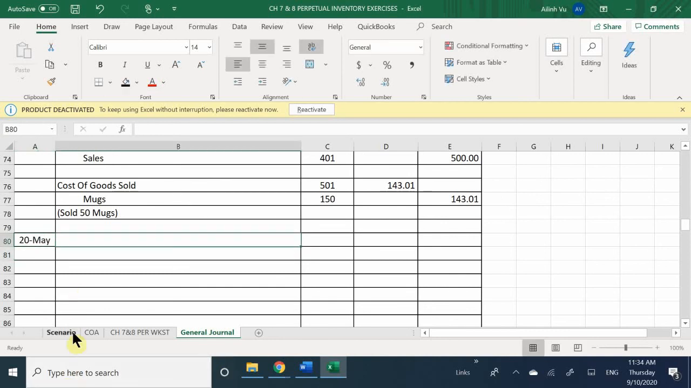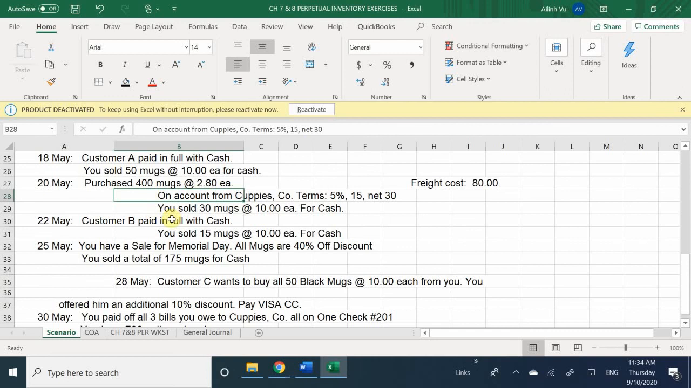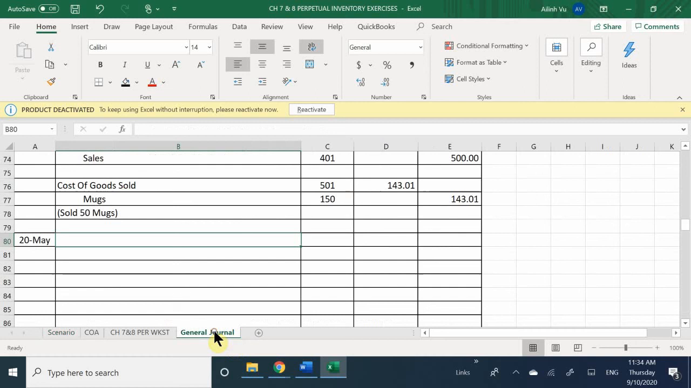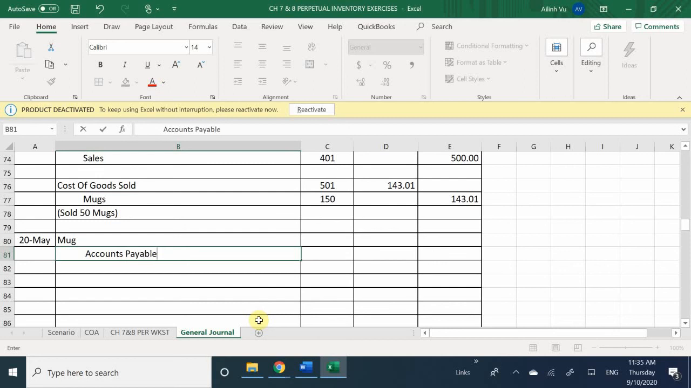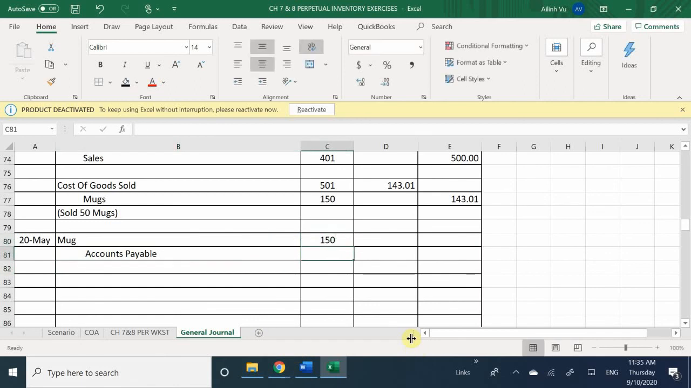And we know from the information that we've also placed it on account from Cuppy's Co. Again, they gave us other terms. 5%, 15, net 30. So here, again, same things, rinse and repeat. What are we journalizing? We're going to journalize our mugs, right? That's what we bought. We placed it on account. All right, we're going to owe them more money. Okay, so here, my mugs are 150.